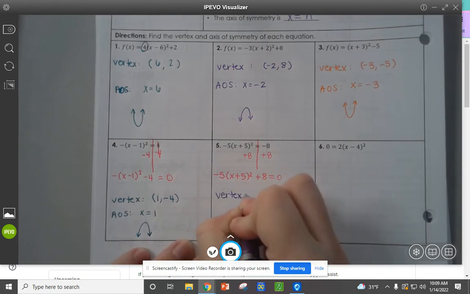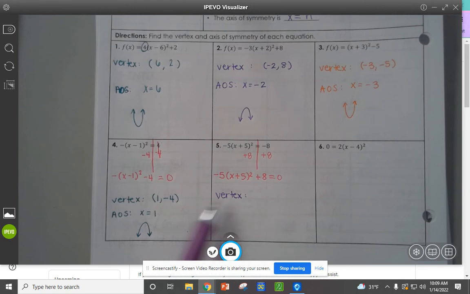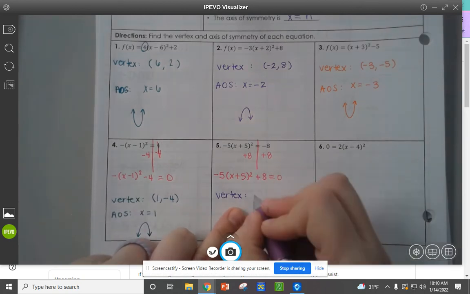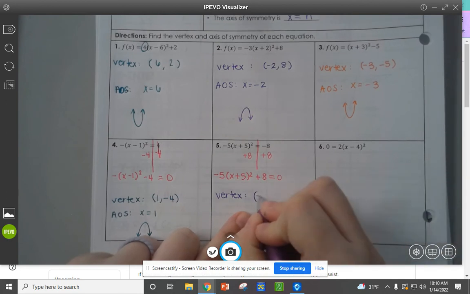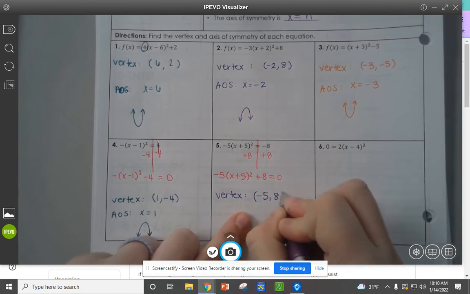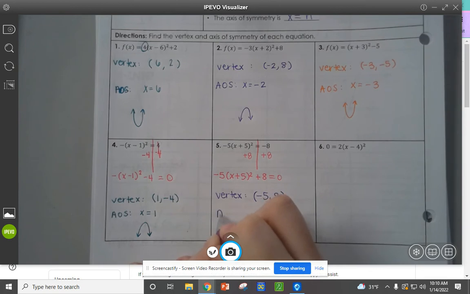How is the other one +1 on the vertex? Because you see how it says -1 in the parentheses? It's always the opposite. It's always a positive one. You change the sign. So this one, what is my vertex? -5, 8. And my axis of symmetry? Good. Point up or down? Down.